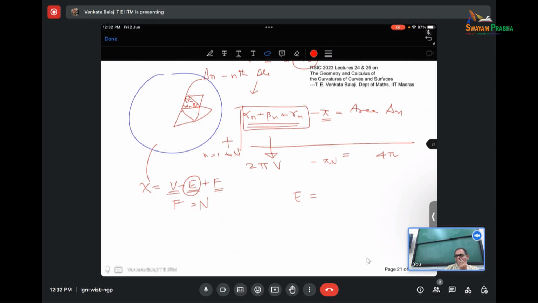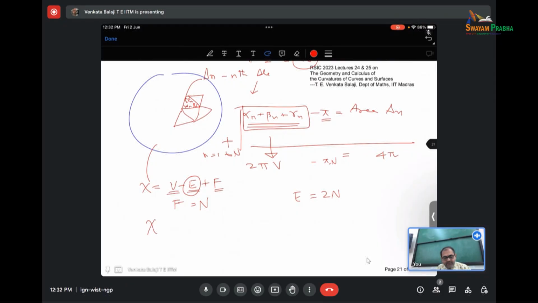Yeah, that's right. E will be 2n. See, because n is the number of faces, that's the number of triangles. And an edge can be common only to 2 triangles, so it's counted twice. So E is 2n. Okay. So if you plug it into chi, what is V? So it will be V minus E, which is 2n, plus n.